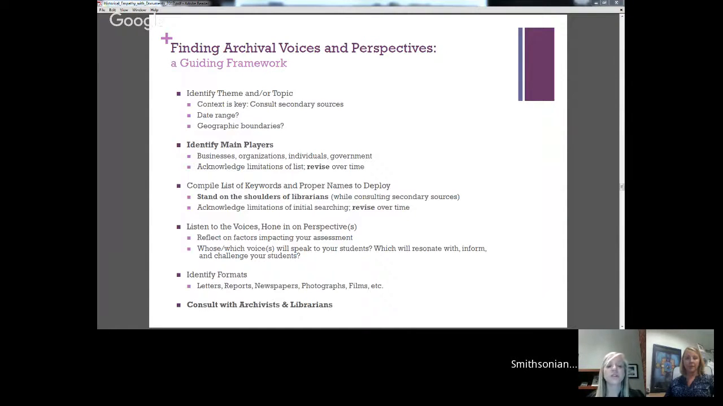So first and foremost, and a lot of these are intuitive, but I think it's helpful to get this framework and mindset down as a step-by-step process. So I think it's important to first identify the theme and topic, of course, that you're interested in having your students explore. And I wanted to make a point of emphasis the notion of making the context the key, really being thoughtful about consulting your secondary sources.